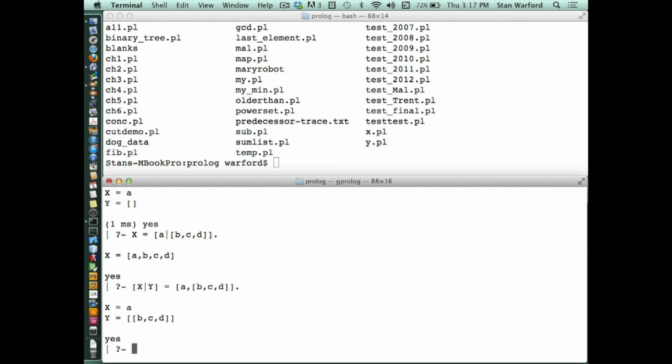Now, think about that. Does everybody see the difference between the one we did just before that and this one? See, the list B, C, D is the second element of the list. Is everybody clear on that? But look, you guys, check this out. What if we did this? X vertical bar Y match, oh no, sorry, what if we do this? X vertical bar list Y.